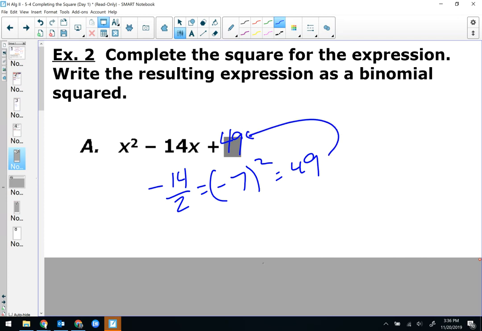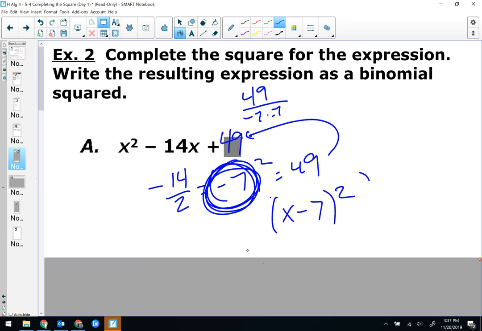Now think about it. What factors of 49 add to get to -14? Oh, that's -7 times -7, right? Oh, shoot. So it's x minus 7 squared. Okay. That number always goes there. Always.